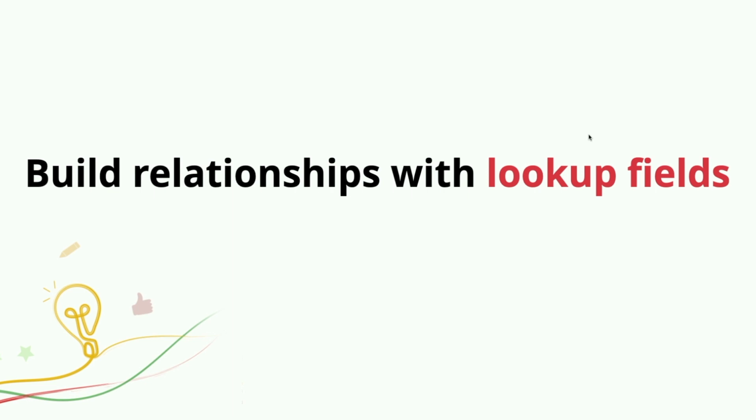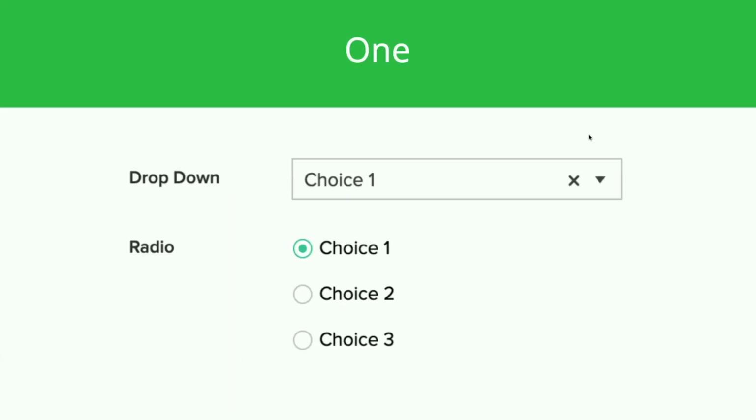All right, so now let's take a look at how we actually build relationships. The way that you build relationships is with lookup fields. What's special about the lookup field, other than the fact that it creates a relationship, is that it can be represented as any number of those, like drop-down, checkbox, multi-select. So there's 4 different ways to represent it.